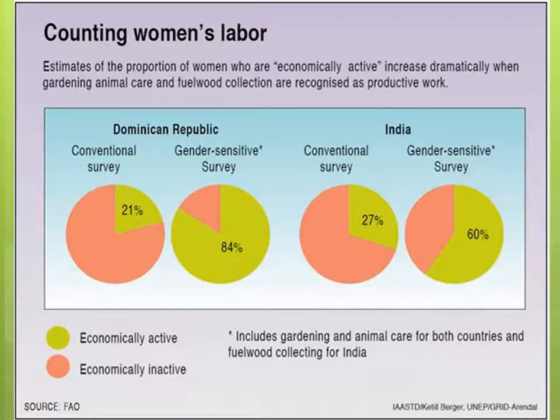So, to add another statistic here, according to the Food and Agriculture Organization of the United Nations, which is the FAO, 90% of all hand weeding that is done in sub-Saharan Africa is done by women. But would that be included on a conventional survey? Would those women be counted as economically active? Well, no.